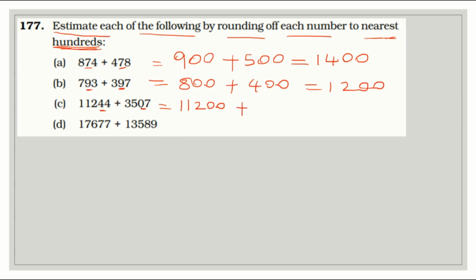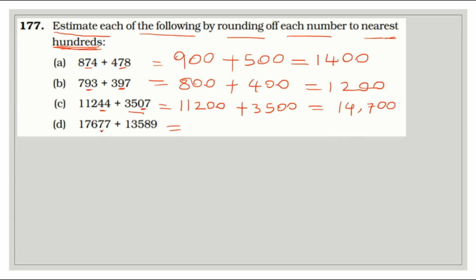Here tens place is 0, again it won't make changes to hundreds place. So 3,500 is rounding off to nearest hundreds. Now their sum is 14,700. Next, last question, D.